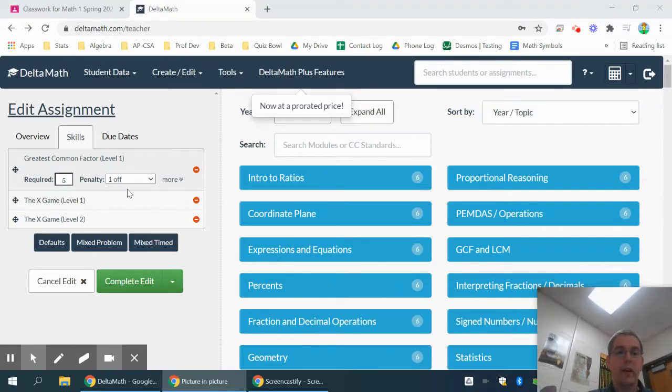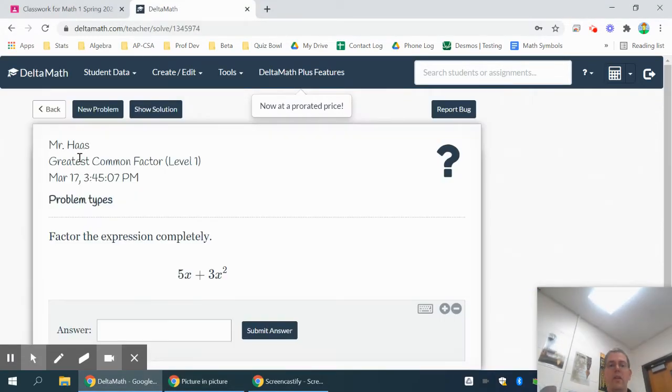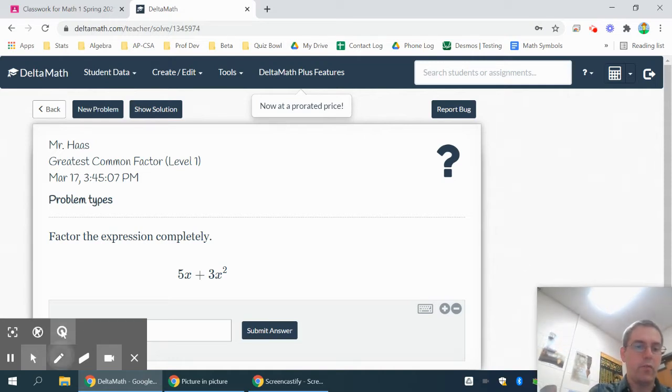Okay, we're going to be looking at a few of the problems on today's lesson. Make sure everybody knows how to do this. For our greatest common factor, you're looking for a number that divides into both of those. In this case, the only thing that will divide into 5 and 3 is a 1.